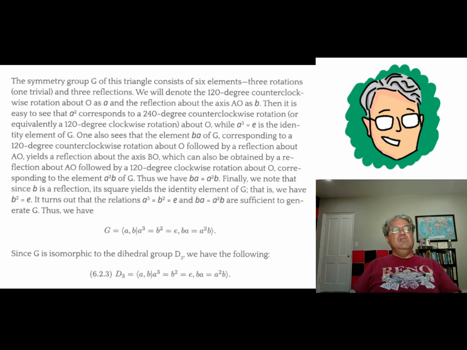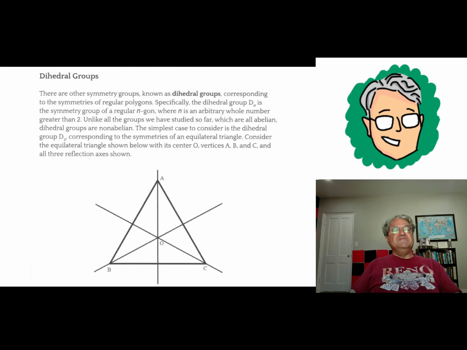But we still have to worry about what happens if we do BA. And like I was telling you before, this is not an abelian group. BA turns out to be not equal to AB, but A squared B. Let's see how we can see that. So BA is where we first, remember we're going from right to left. This is another thing that's kind of confusing about group multiplication. You always proceed from right to left.